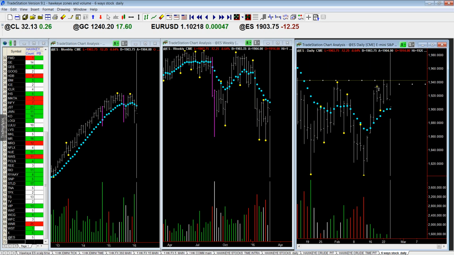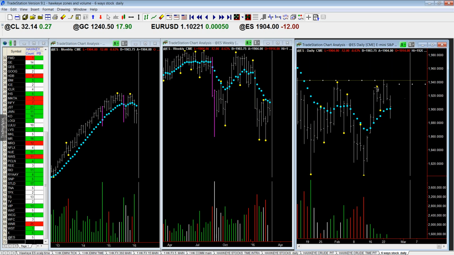is where the middle bar has a higher high and a higher low than the preceding and the next bar. And that is what paints the yellow dot. So I know exactly where I am in this trade.